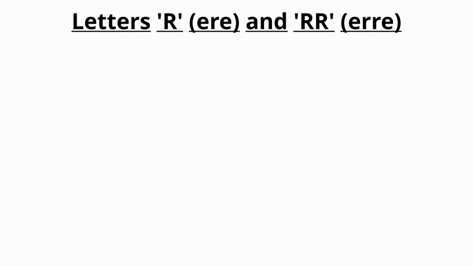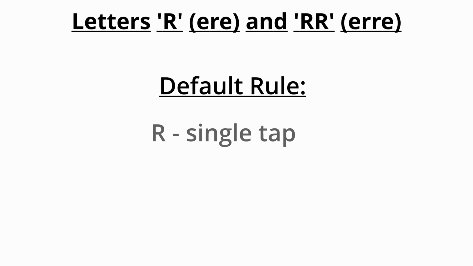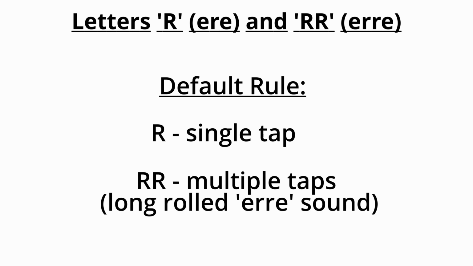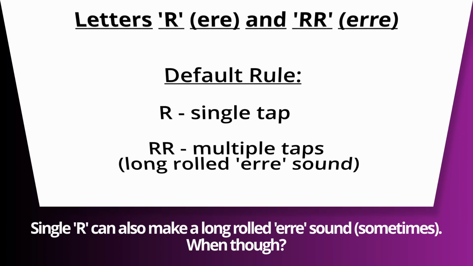Hear the difference? The slightly confusing thing here is that by default, when we have one letter R, it means that we have to use the single R sound. But when we have two letters R together, it will make the long rolled R sound. Even though it's correct, it's not the full story. The thing is that even a single letter R can make the long rolled R sound. Just like with other letters, it mostly depends on the position of the letter in the word. Allow me to clarify.